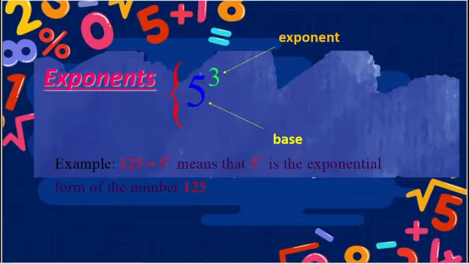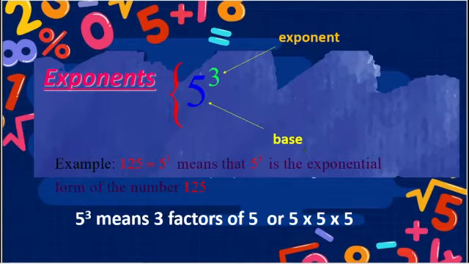125 is equal to 5 cubed means that 5 cubed, or 5 raised to the third power, is the exponential form of the number 125. 5 cubed or 5 raised to the third power means 3 factors of 5, or we can express this as 5 times 5 times 5. So we multiply 5 by itself 3 times.